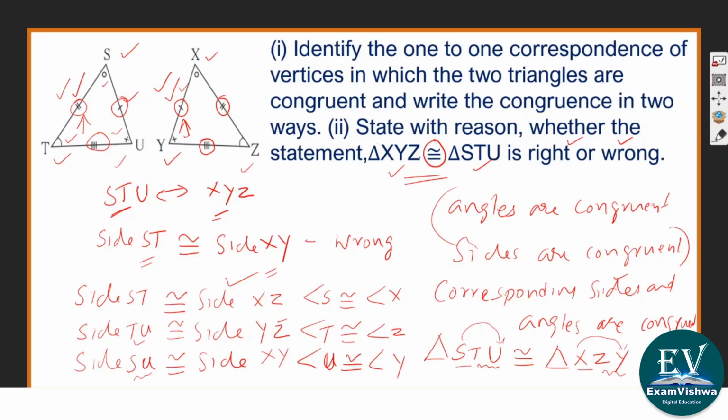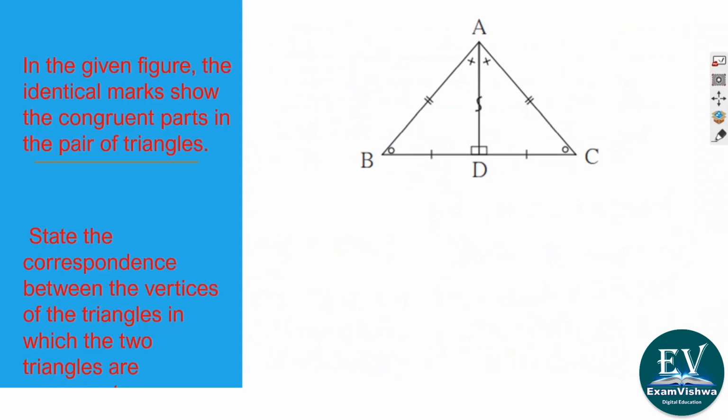Okay, let me go ahead. In the given figure, the identical marks show the congruent parts in the pair of triangles. State the correspondence between the vertices of the triangles in which the 2 triangles are congruent. After doing that, this will become easy. One thing is very clear here. There are 2 triangles.